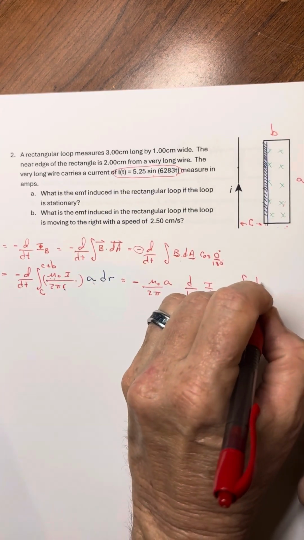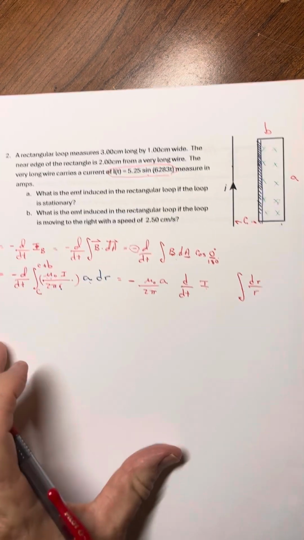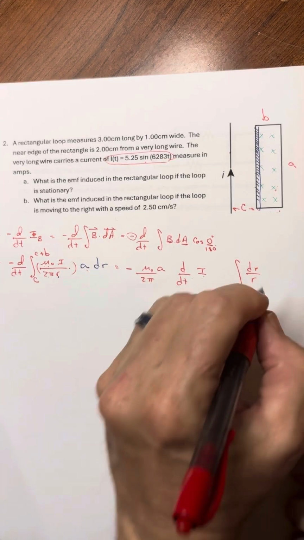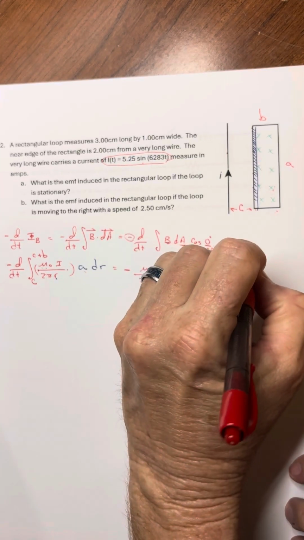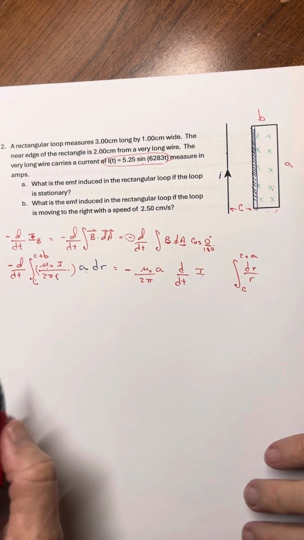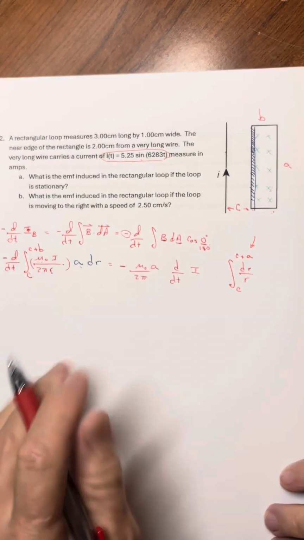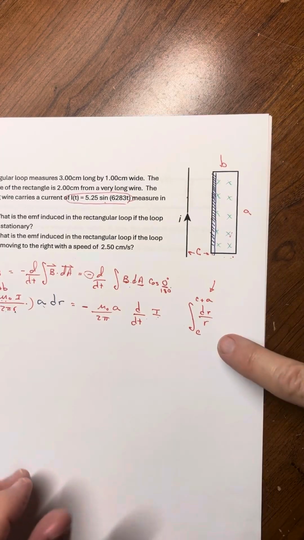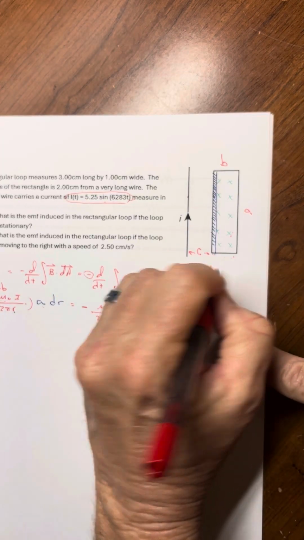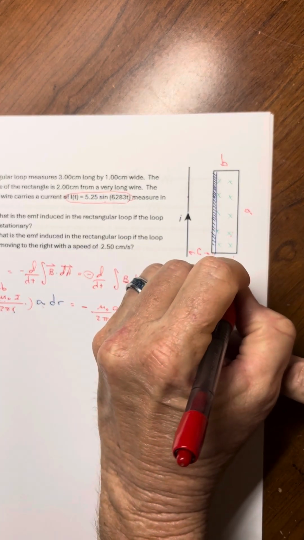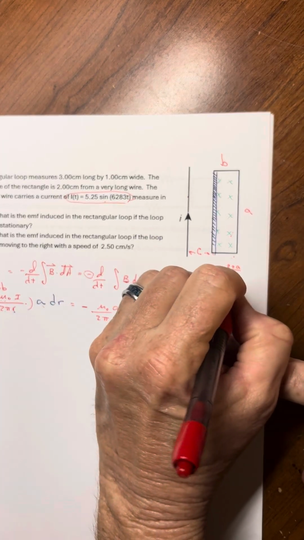And then over here, I just get the dr over r, which is from C to C plus A. And so this right here is a natural log integral. So this would be the natural log of C plus A over C.